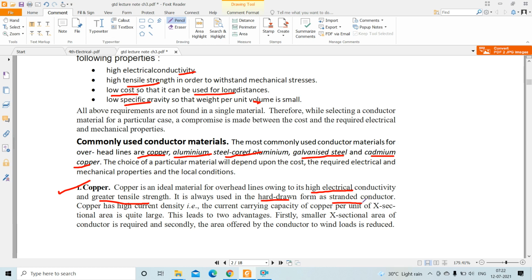Okay, it is very soft, so it should be in hard drawn form. Copper has high current density, that means the current carrying capacity of copper per unit of cross-sectional area is quite large. This leads to two advantages. First, a smaller cross-sectional area of conductor is required, because its current density is high.